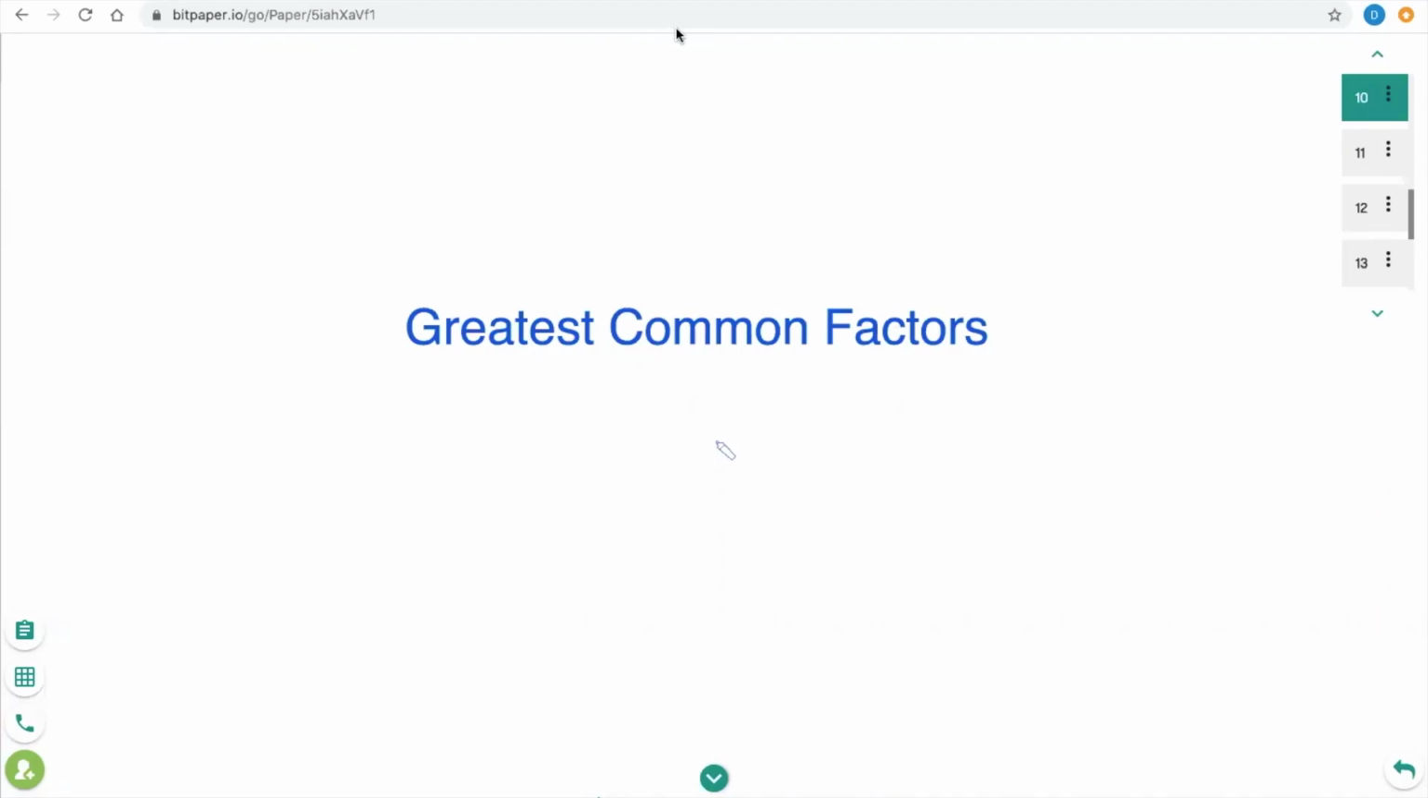We're going to be talking about greatest common factors today. We're going to use some pretty cool manipulatives to figure out the process of determining factors, and then talk about the greatest common factor in a hands-on approach.